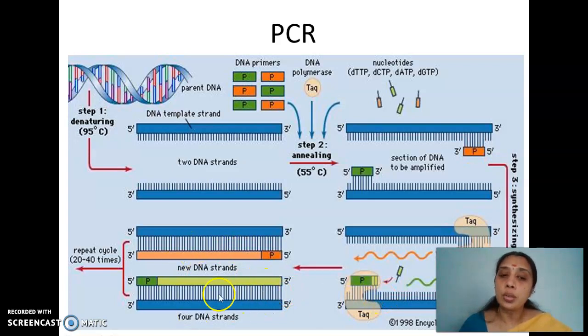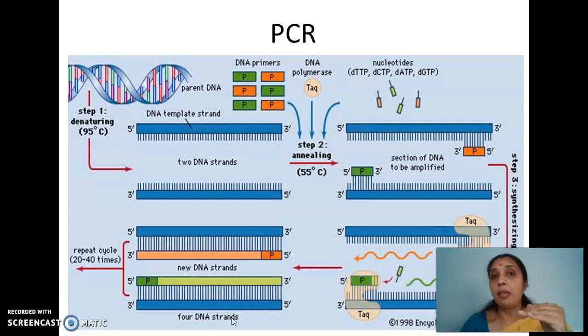We had only a single strand, and after a short interval of time it becomes twice. Now these two strands are again subjected to the next round, the next cycle. So next time, this strand produces 2, and this strand produces 2. So 1, 2, 4, then 8. It is progressing in a geometric manner.